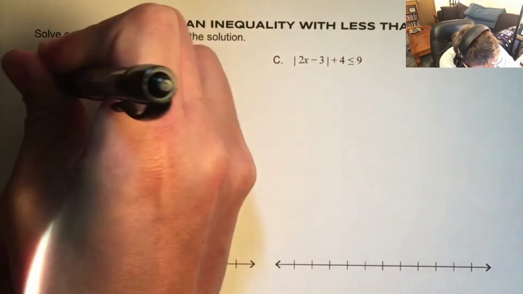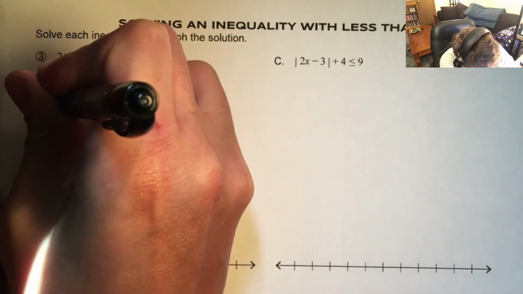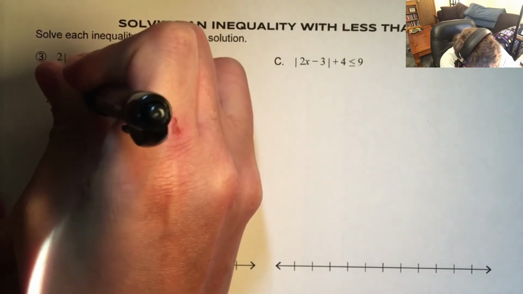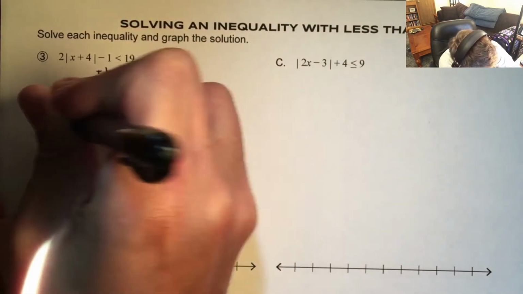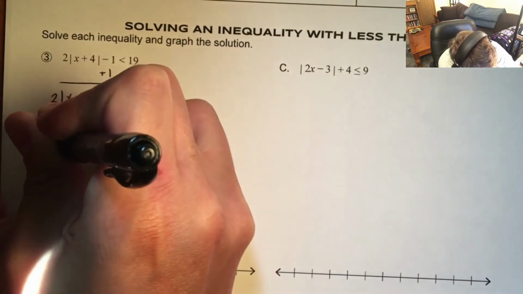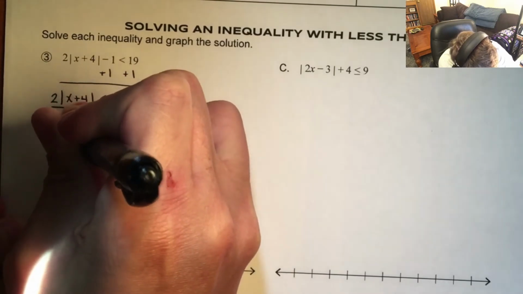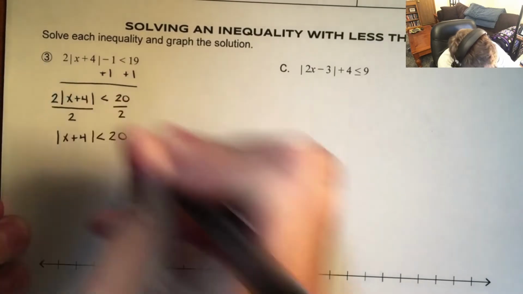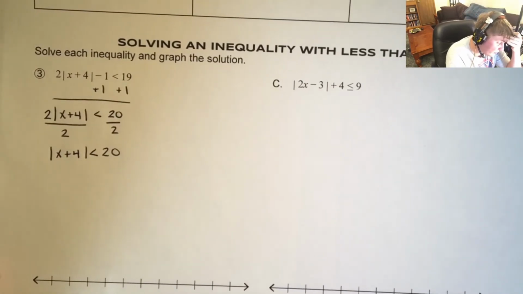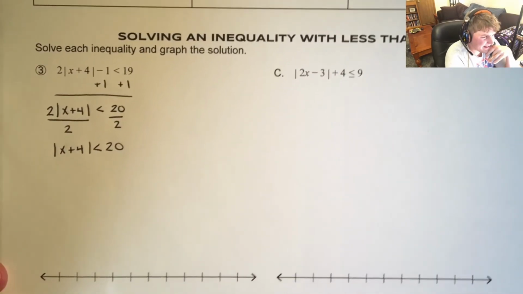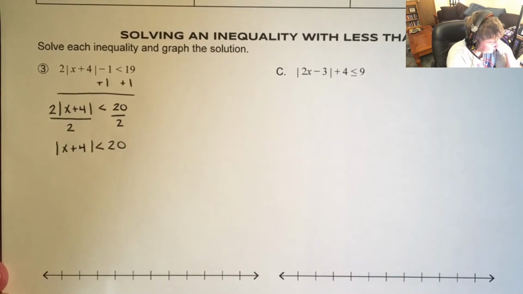Okay, so we're just isolating the absolute value symbol here. First, I am going to add 1. Okay, and then after that, I'm going to divide by 2. So I have the absolute value of x plus 4 is less than 20. Okay, so let's think about this. I have the absolute value of x plus 4, and it's less than 20.